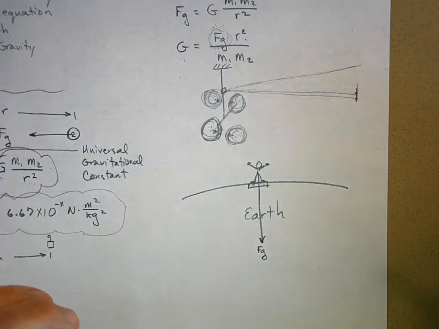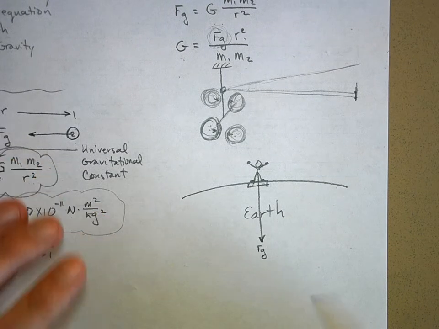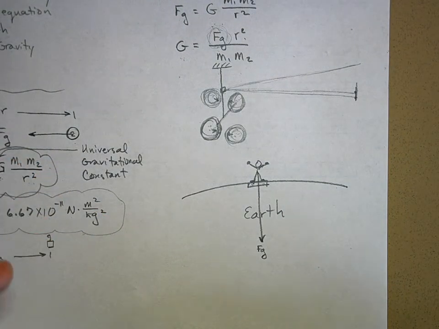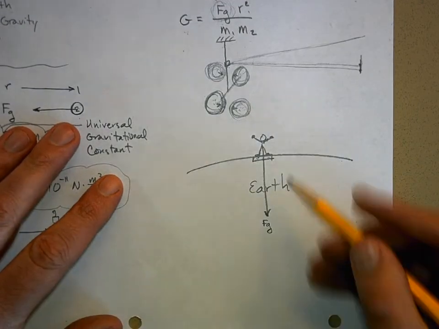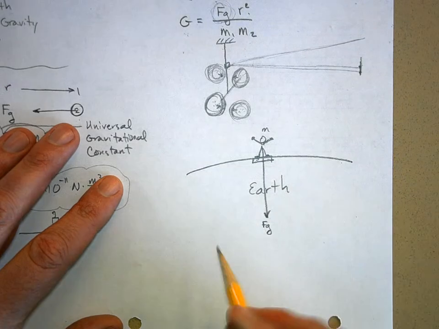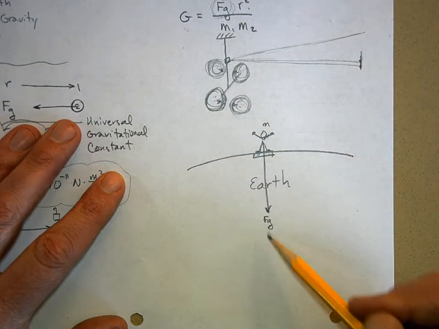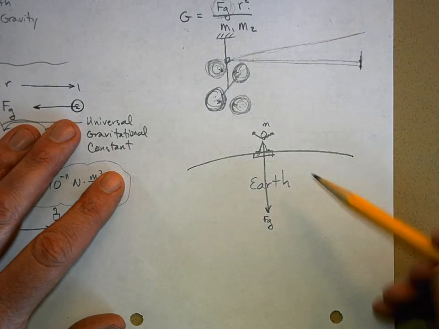Now, we know the radius of the Earth. There's various ways of measuring that, but let's just say that we know what the radius of the Earth is. So we know what your mass is, we know what your weight is. These are things that are easily measured. We know what the radius of the Earth is, so we know the distance apart between you and the center of the Earth.